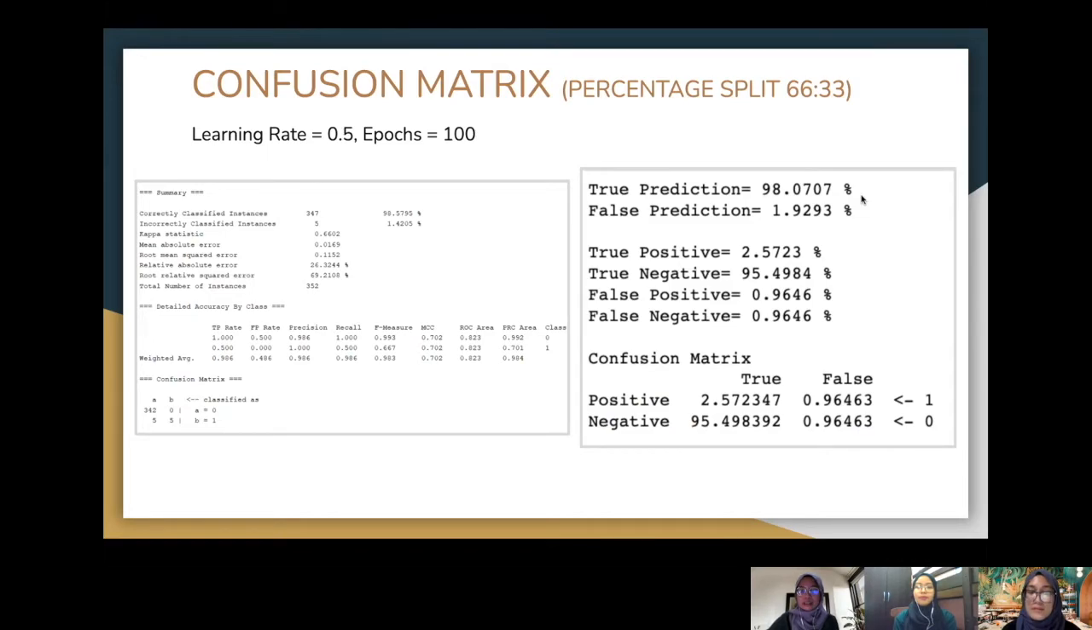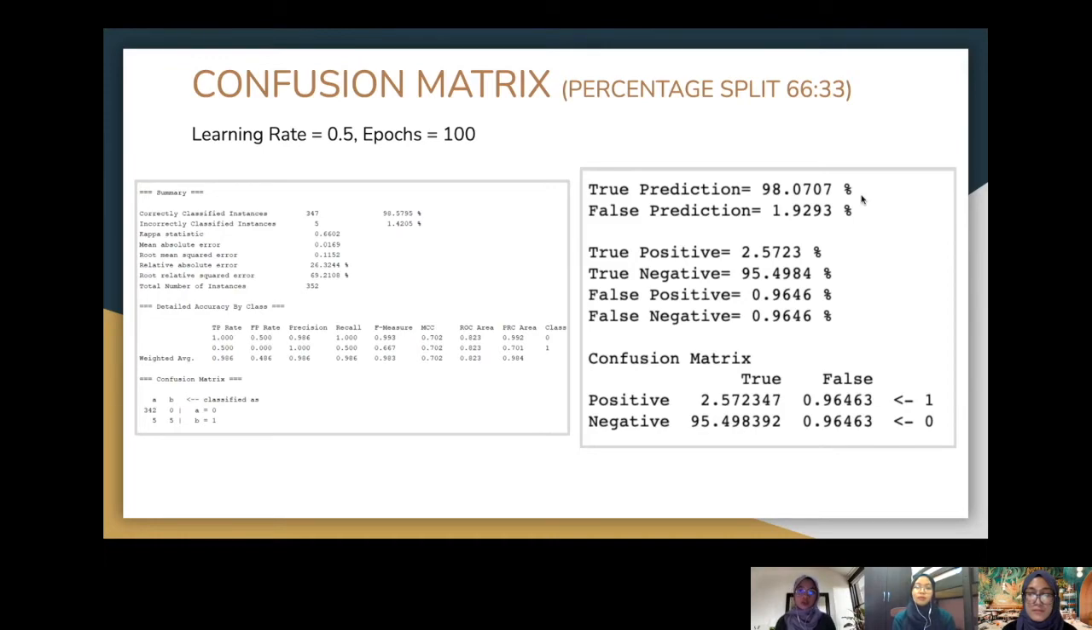First, we do the confusion matrix for learning rate 0.5 and epochs of 100. We do a comparison of our confusion matrix in Weka and also in Python. Based on Weka, the correctly classified instances is 98.5795%. Meanwhile, in Python, the accuracy on the train model is 98.0707%. For incorrectly classified in Python, it is around 1.9293%. We can see that there's a very little difference of accuracy in Weka and Python.